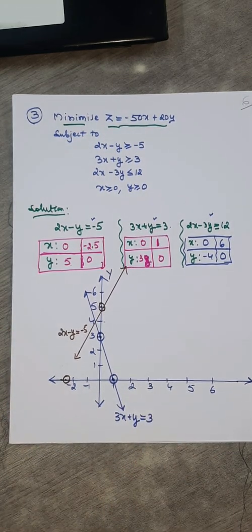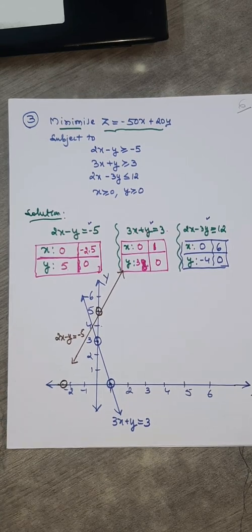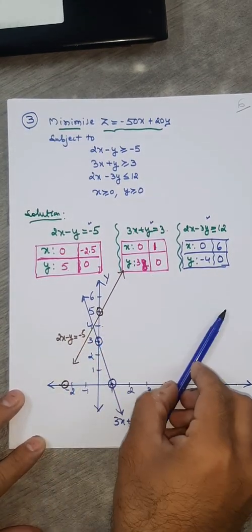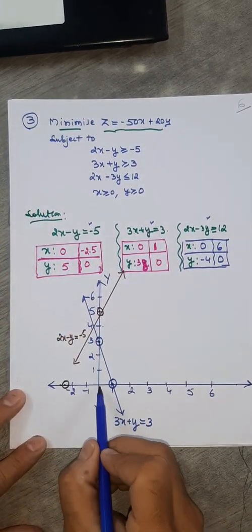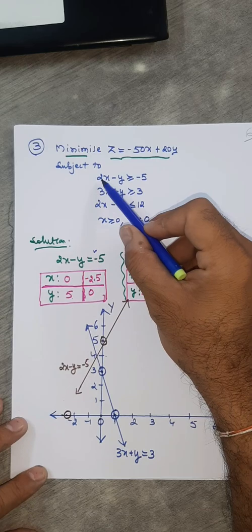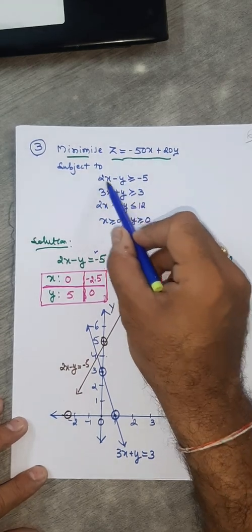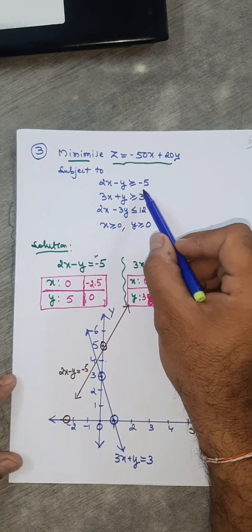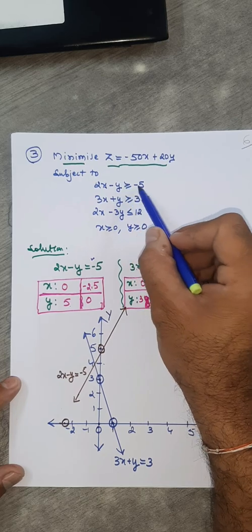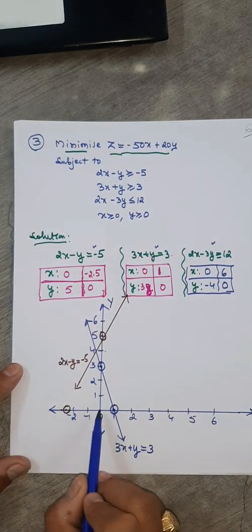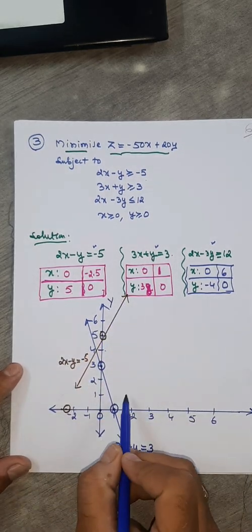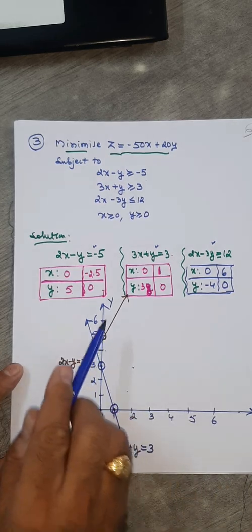Okay, before I draw the third one, let me see where the common region is. For the first line, either it is this region or this region. So I'm trying for the origin. I'm putting 0, 0 in the inequality. 0 minus 0, 0 is greater than or equal to minus 5. Is this true? Yes. So where is 0, 0? In this part. So the region will be this. I'm just putting a dot here. This is the required region, not this region.